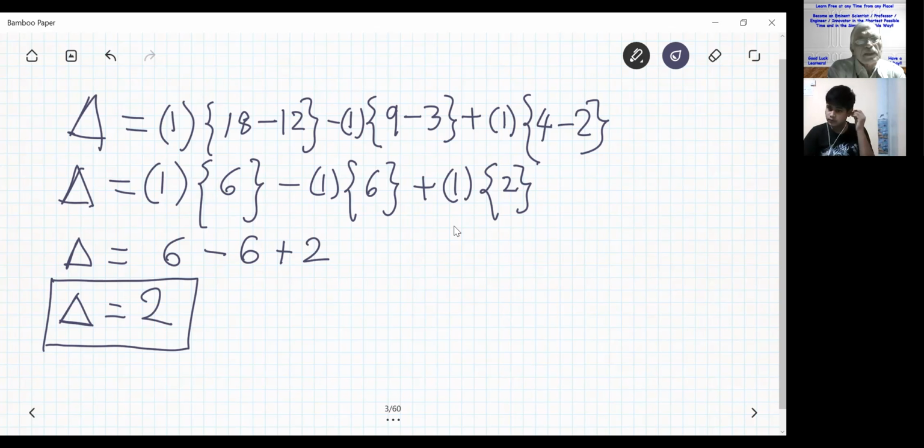No, it is not. You are not combining both. See, each term is separate. See, 18 minus 12. Can you see in the first line on the screen? Yes, sir. 18 minus 12 is 6. 9 minus 3 is 6. 4 minus 2 is 2. Yeah. So 1 into 6 means it is 6. That is the first term. Then minus 1 into 6. That will be minus 6.